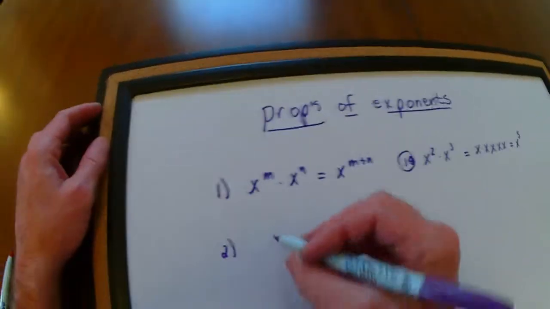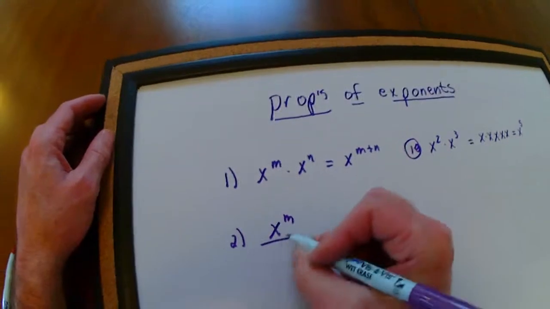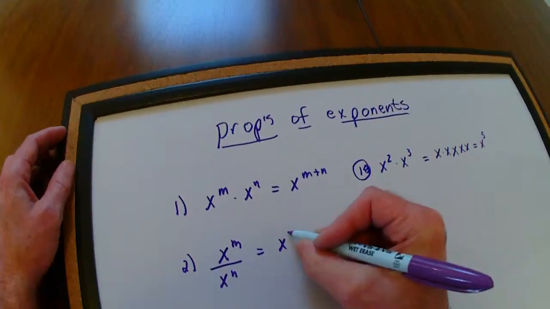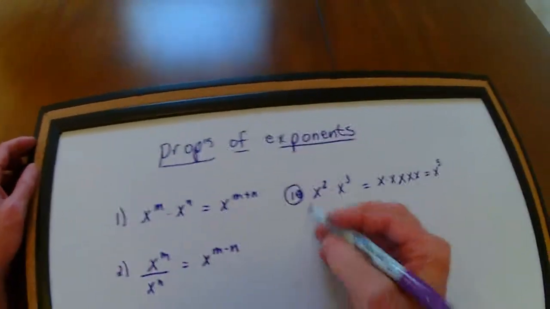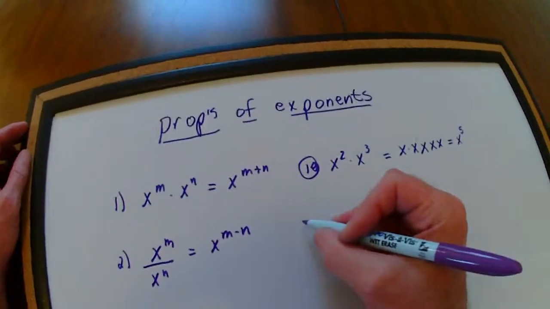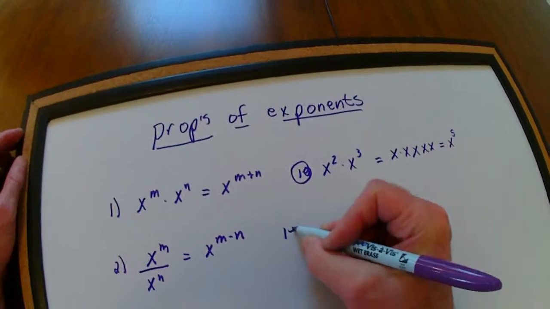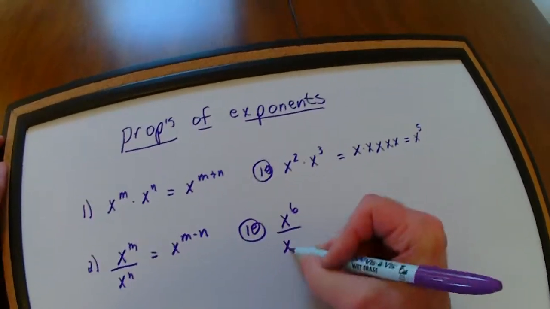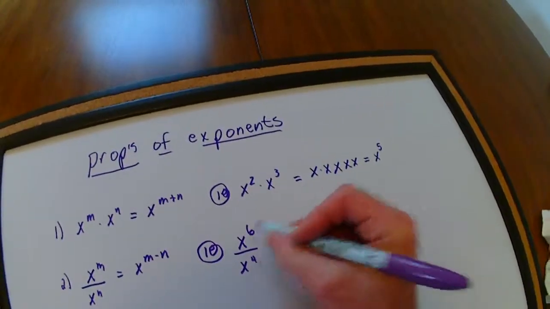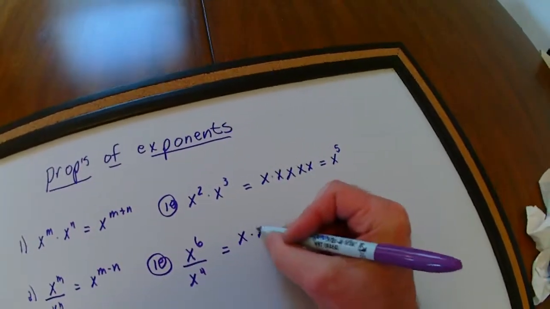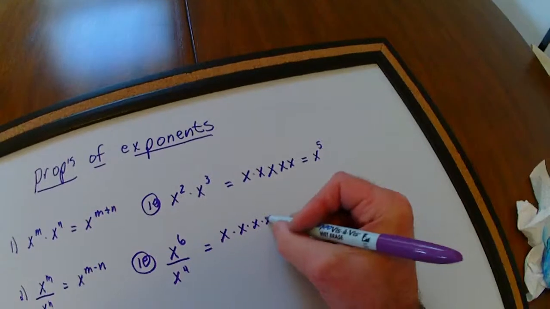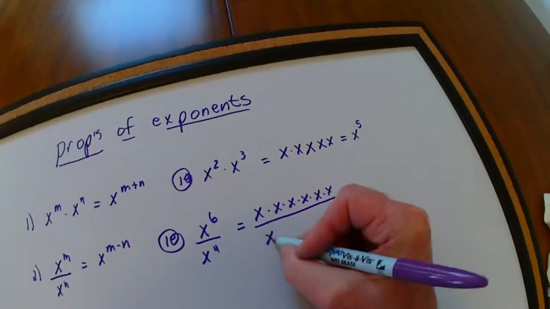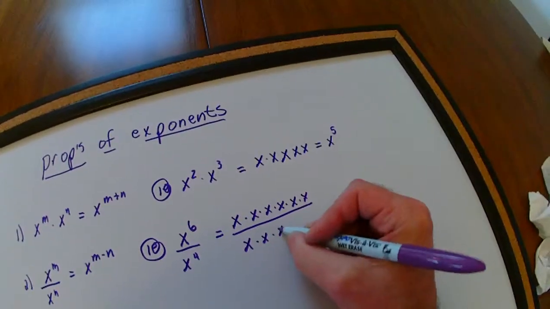The second property is x to the m divided by x to the n, and in this case we take the top value and subtract the bottom value, m minus n. Again, a simple example can often reveal this particular property. So let's look at one. Suppose we had x to the 6th over x to the 4th. Writing out what x to the 6th means, we have 6 x's being multiplied. And x to the 4th means we have 4 x's being multiplied.